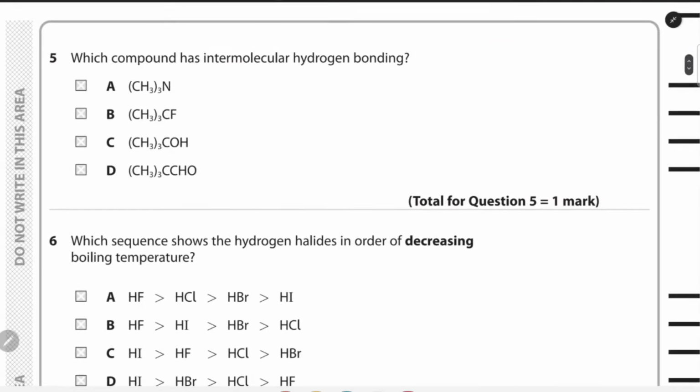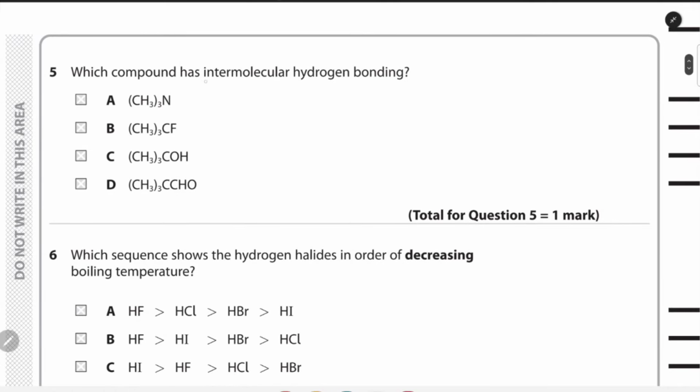Now moving on to question 5, we have to state which molecule has intermolecular hydrogen bonding. If we look at the structure of A, it is (CH3)3N, so N with a CH3, another CH3, another CH3. The bonding of N directly is with carbon. The nitrogen doesn't have a bond directly with the hydrogen. The hydrogen is bonded to the carbon.